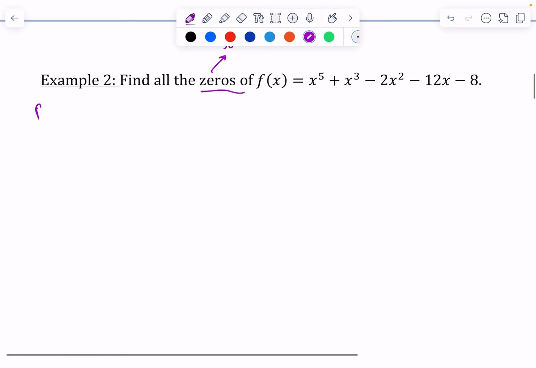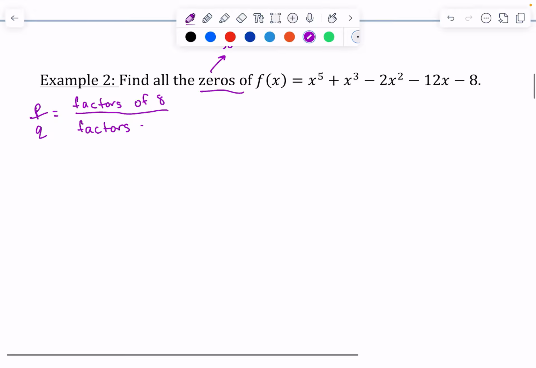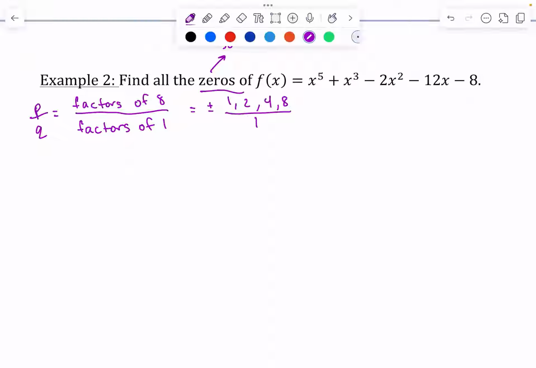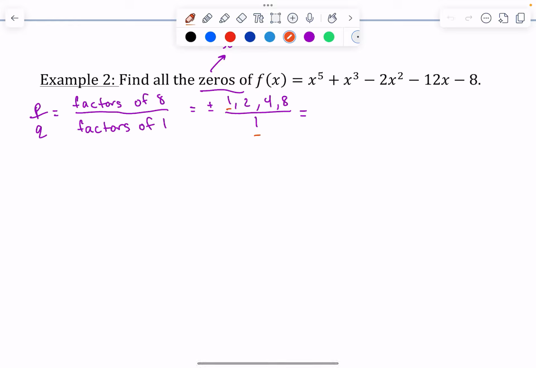So remember, that's P over Q. It's the factors of the constant term, so in this case, factors of 8, over factors of the leading coefficient, which in that case is just 1. Remember we always look at both positive and negative values. So the factors of 8 are 1, 2, 4, and 8. Factors of 1 are just 1. So now all the possibilities: 1 divided by 1 is just 1.